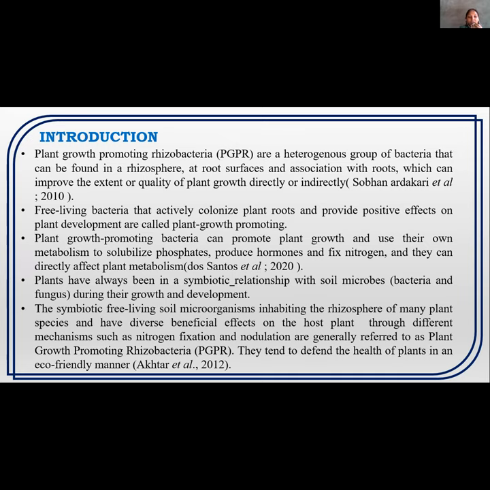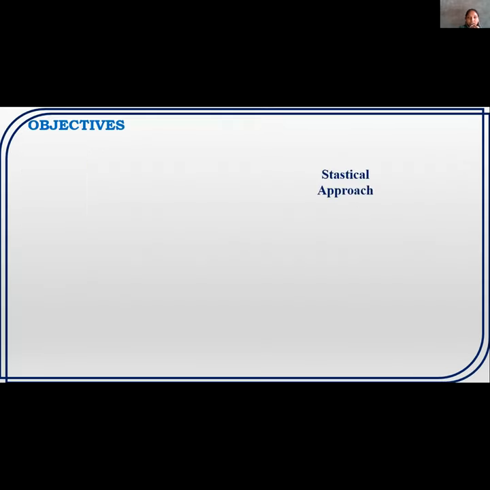Plants have always had a symbiotic relationship with soil microbes, bacteria, and fungi during their growth and development. The symbiotic free-living soil microorganisms inhabiting the rhizosphere have diverse beneficial effects on the host plant through mechanisms such as nitrogen fixation and nodulation, and are generally referred to as plant growth promoting rhizobacteria.